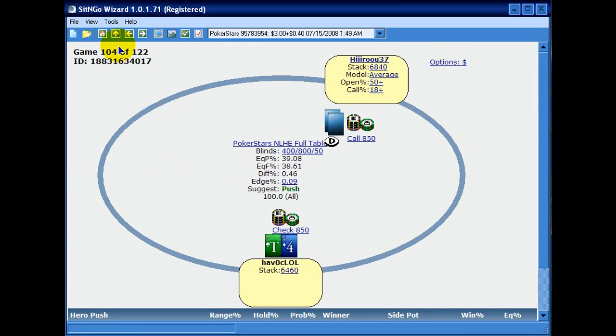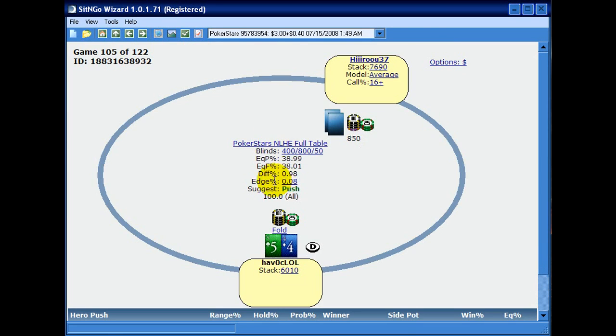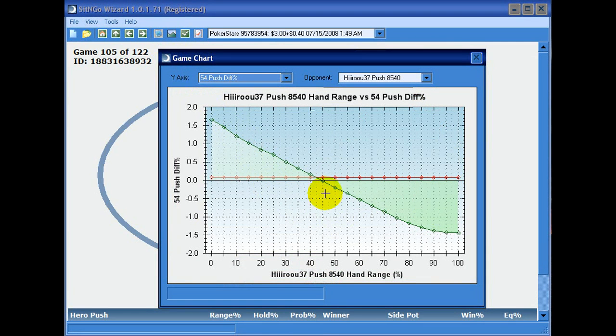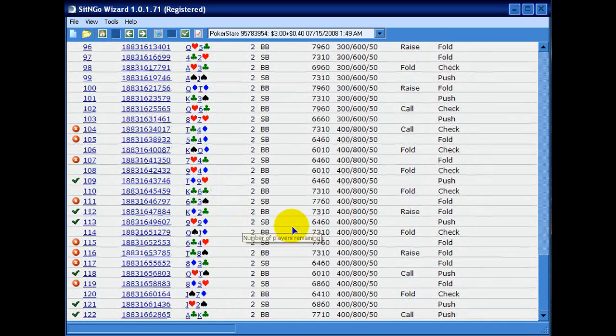SnG Wizard of course sucks with ranges. So I mean he's not calling 16% here, especially given history. He's probably calling, I don't know, about 50% here. So yep, if you have errors in heads up, I really wouldn't worry about them too much, because Sit and Go Wizard is probably worse than you in judging these situations. So yep, just ignore them. So we will continue.